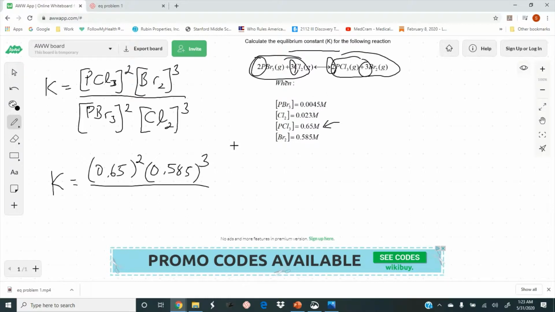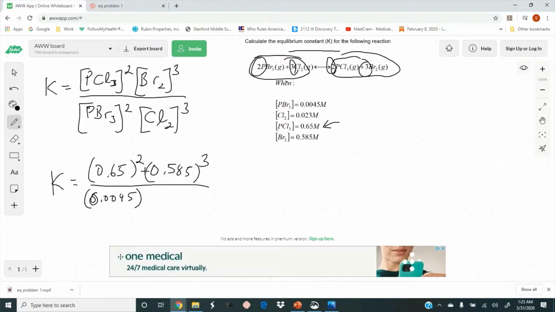PBr3 is 0.0045, and that one's going to be squared. And Cl2's concentration right here is 0.023 to the third. After all these weeks, I still haven't gotten that much better at writing on this thing, but there we go. All right, so that's going to equal, so let me get my calculator out.